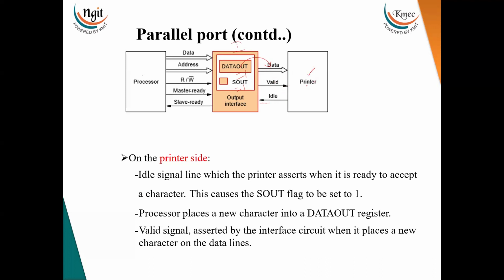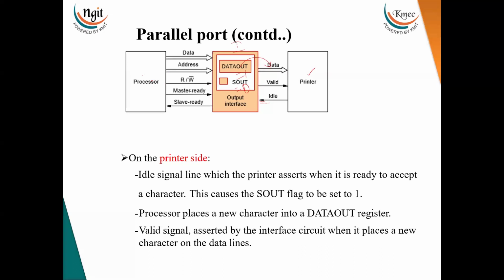Now once the data is transferred onto the data bus, the data register is empty, so the S out bit is equal to 0. Now again, if the printer wants to print the next character, it will send the idle, but this S out bit is 0. Now the processor needs to send the next character.